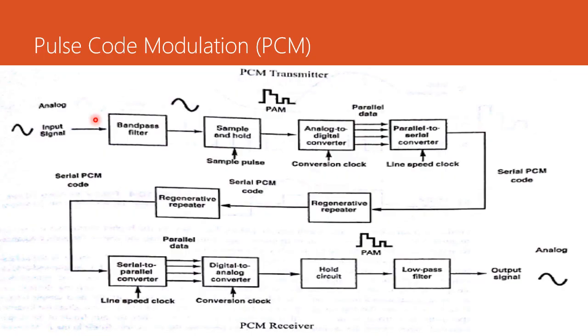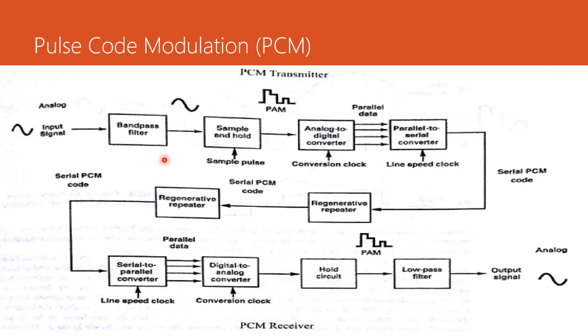So now we will discuss the pulse code modulation or PCM. In the previous slide, we discussed that the pulse modulation technique can be classified into two, that is analog pulse modulation and digital pulse modulation. So the PAM, that is pulse amplitude modulation, then pulse width modulation and pulse position modulation are examples of analog pulse modulation, whereas this pulse code modulation or PCM is an example of a digital pulse modulation technique.